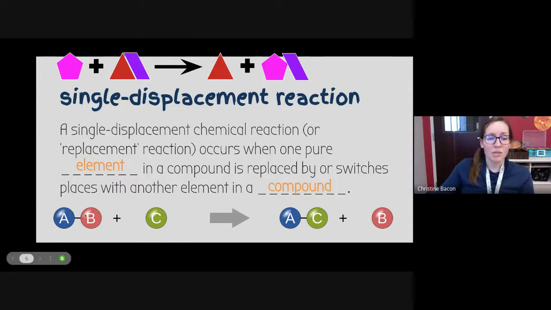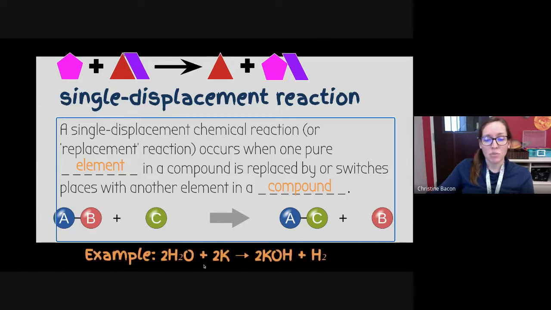All right, so again, you can explain this with letters too. So A and B are bonded together and C is your pure element. But now after the reaction, A has bonded to C and B is your pure element. An example of this would be water combining with pure potassium to form potassium hydroxide and diatomic hydrogen. So in this case, oxygen is bonded to hydrogen, but then after the reaction, the hydrogen is your pure element and the potassium is bonded to this, which is hydroxide.